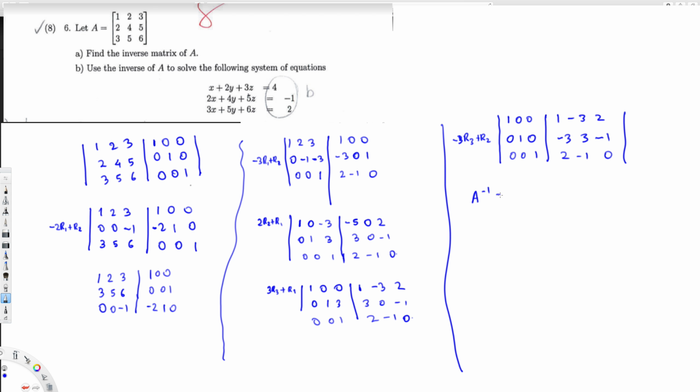So A inverse is equal to 1, -3, 2, -3, 3, -1, 2, -1, 0. So this is the answer for the first question. So we are done with the first question.